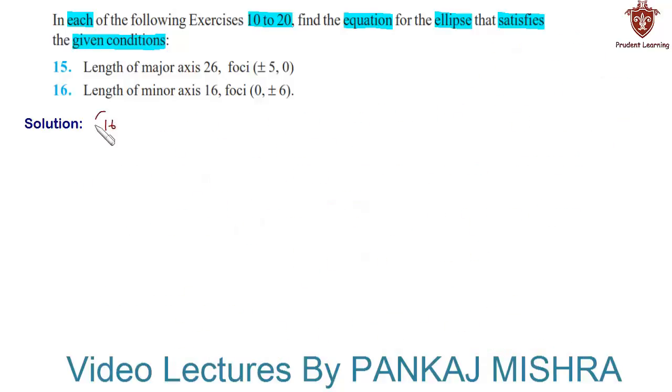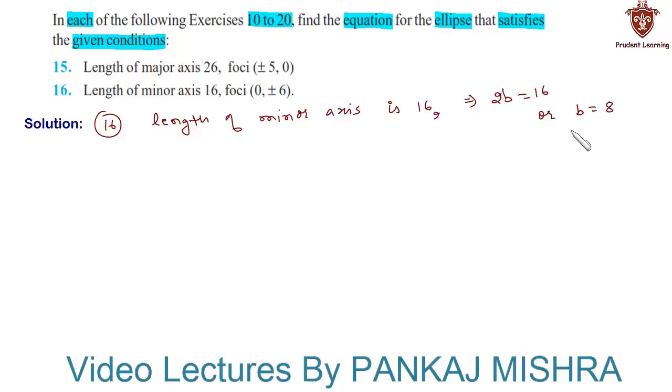In question 16, we are given that length of minor axis is 16. This implies that 2b is equal to 16, or we can say that b is equal to 8. Hence we have b square is equal to 64. Also we are given that foci of this ellipse are at 0, plus minus 6. Since the foci are on the y-axis, therefore the major axis is along the y-axis.